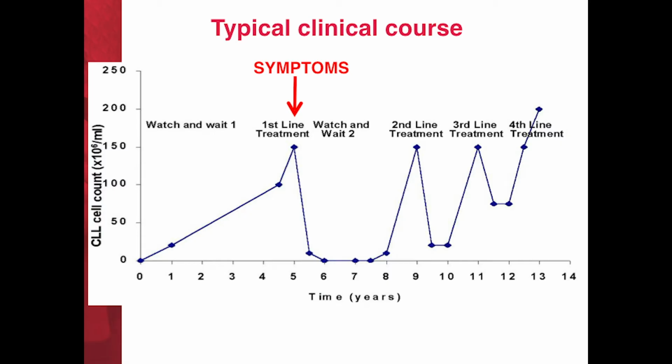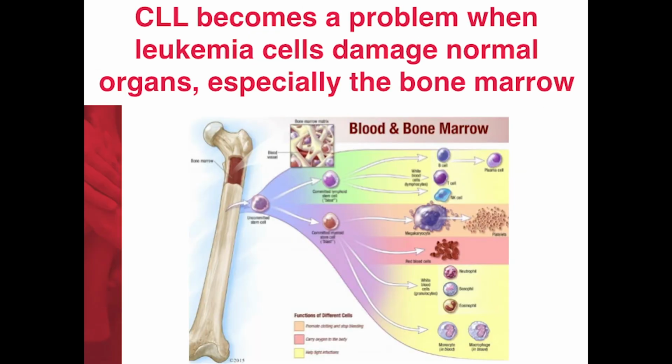So with that as a background, this is the typical clinical course of a patient. From the time of diagnosis, we don't treat until the patient develops symptoms, and this period is called the watch and wait period. Subsequent to the development of symptoms and first-line treatments, you'll encounter all the drugs that will be talked about in the next section. But what we're going to be concerned with here is why do symptoms develop during this period of time, and how can you avoid them? CLL really becomes a problem only when the leukemia cells grow to large enough numbers or acquire properties such that they damage normal organs.